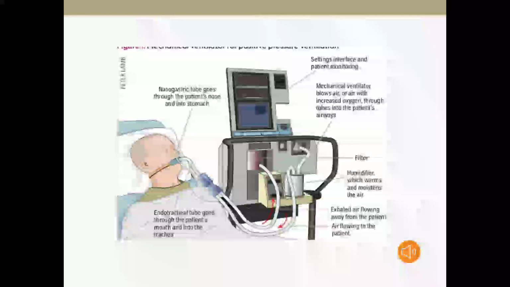This is a picture which shows the setup of a conventional ventilator in an ICU or an operation theater.